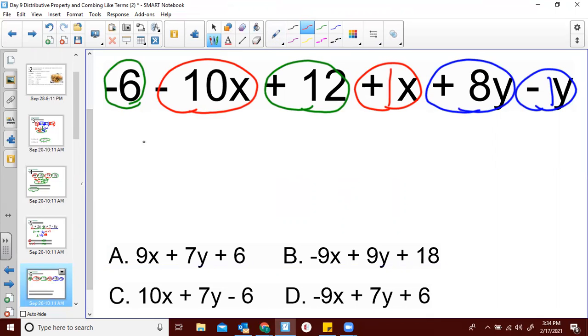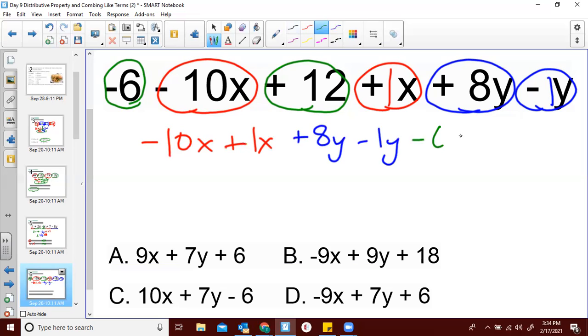All right, so let's put our x's together. So I have negative 10x plus 1x. Let me get my y's in here. Remember, we're doing this in alphabetical order. Y. And I have a negative 6 plus a 12. All right, so just do these in individual pieces. Negative 10 plus 1, just doing the coefficients, will give me a negative 9x.